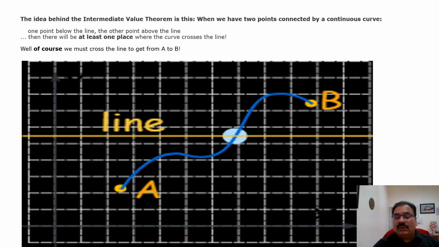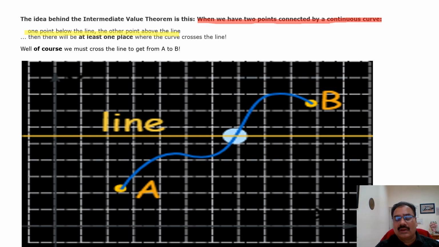Now, again, you can conceptualize the idea like this. The idea behind the intermediate value theorem is this. When we have two points connected by a continuous curve, with one point below the line and the other point above the line, then there will be at least one place where the curve crosses the line.